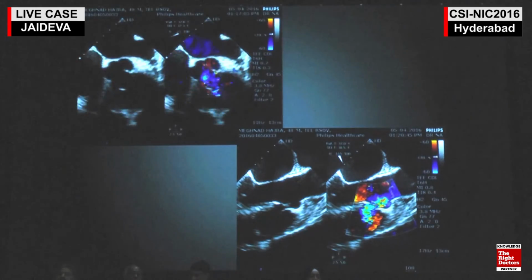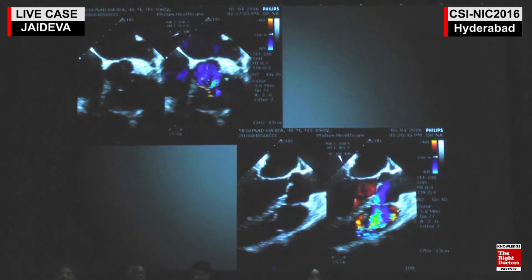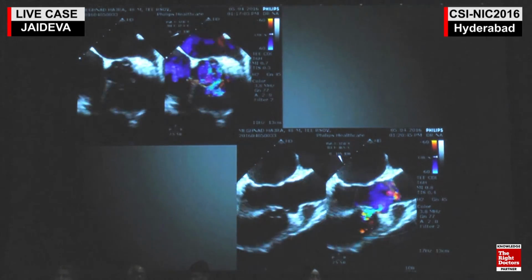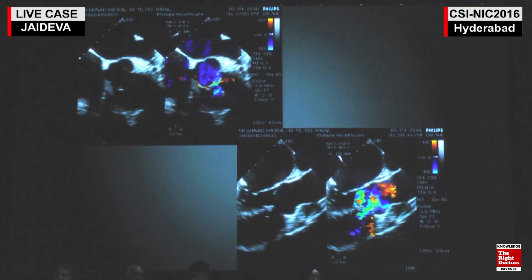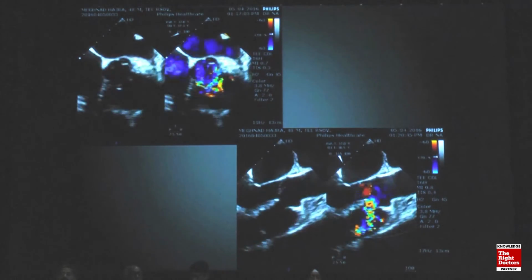Next. We had some nice TE pictures. You could see the aorta there. From the right coronary cusp, it is entering the RV. It is measuring around 10 to 11 millimeter on the transesophageal echocardiography.